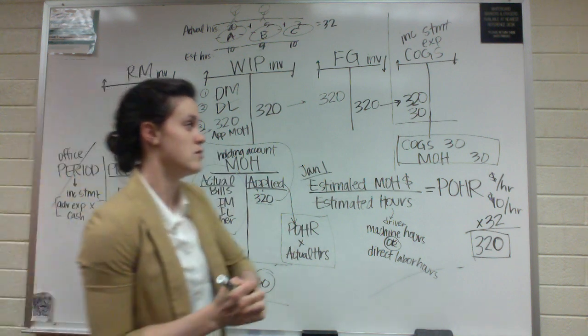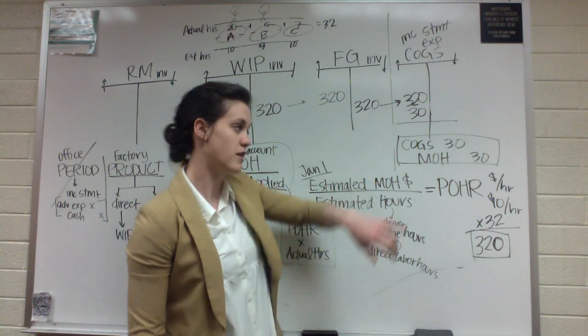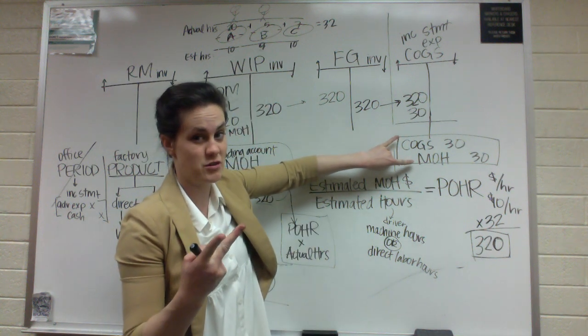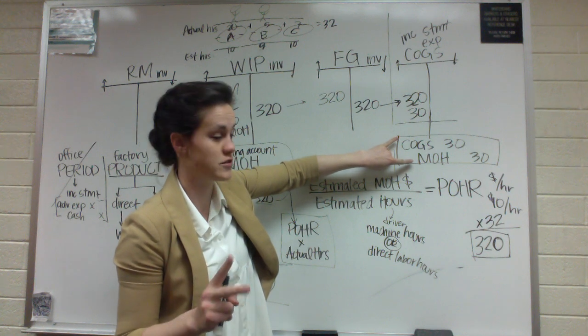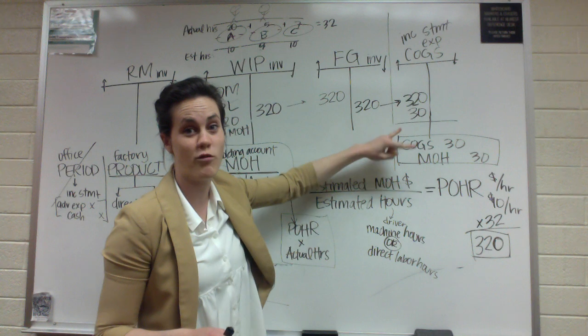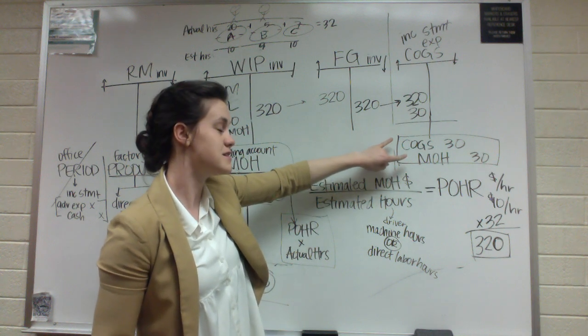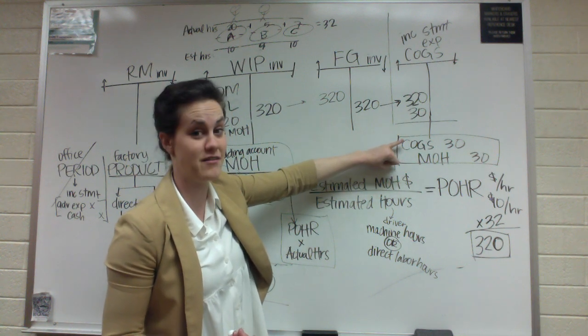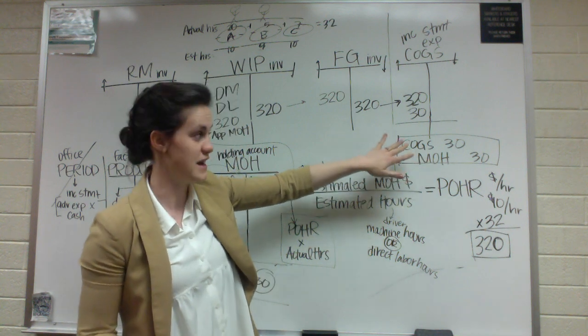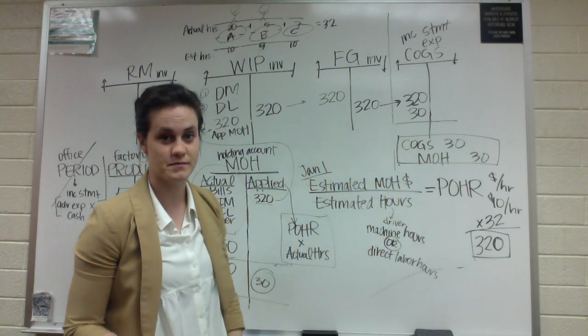Okay? So depending on whether it's over or under applied, you'll always have cost of goods sold and manufacturing overhead in your journal entry, but it's just going to be switched depending on whether it's over or under applied. If it's under applied, we're going to have to debit COGS and credit manufacturing overhead. If it's over applied, it's going to be the other way around.